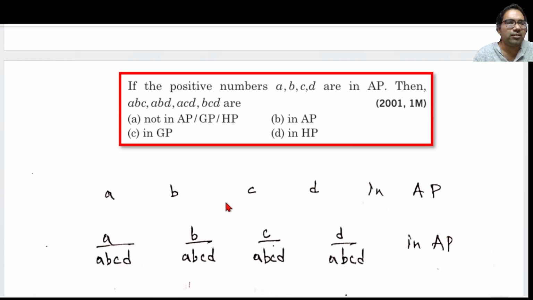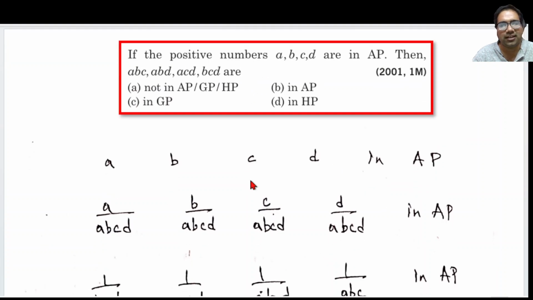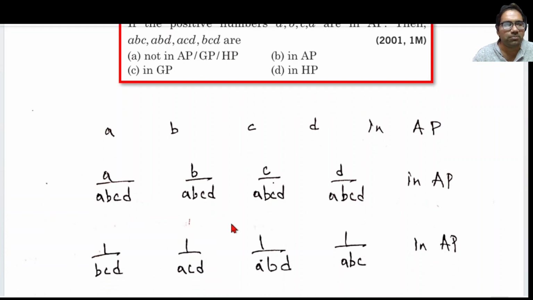Just by looking at the problem, ABC: here D is missing. ABD: here C is missing. ACD: here B is missing. BCD: here A is missing. Just by looking at this problem, we should realize that A, B, C, D are each missing in these three-letter products. That's why we should get the idea that this is very symmetric. It's a very simple problem.